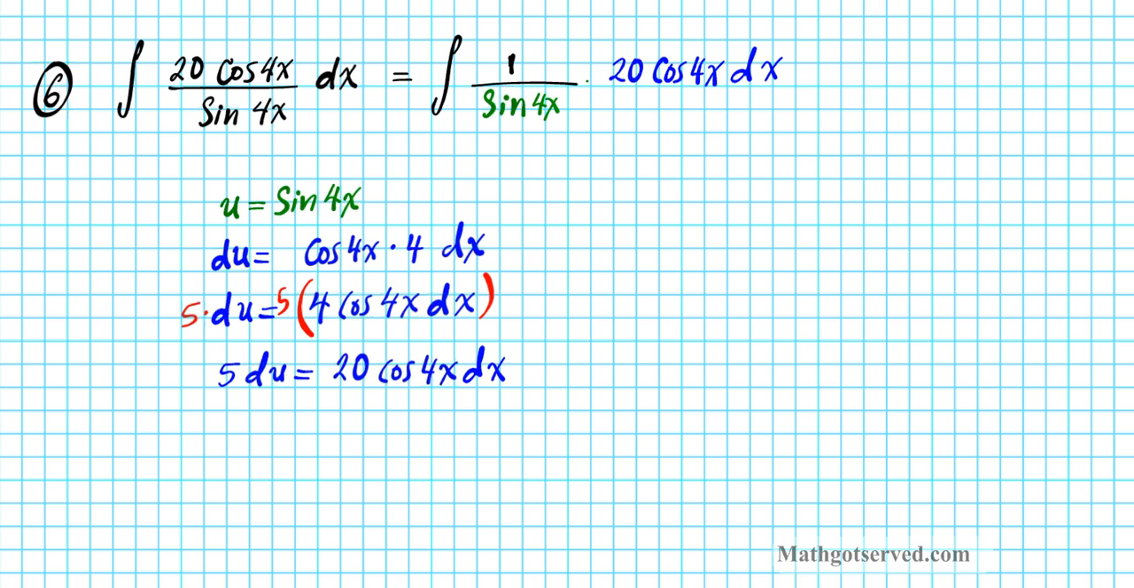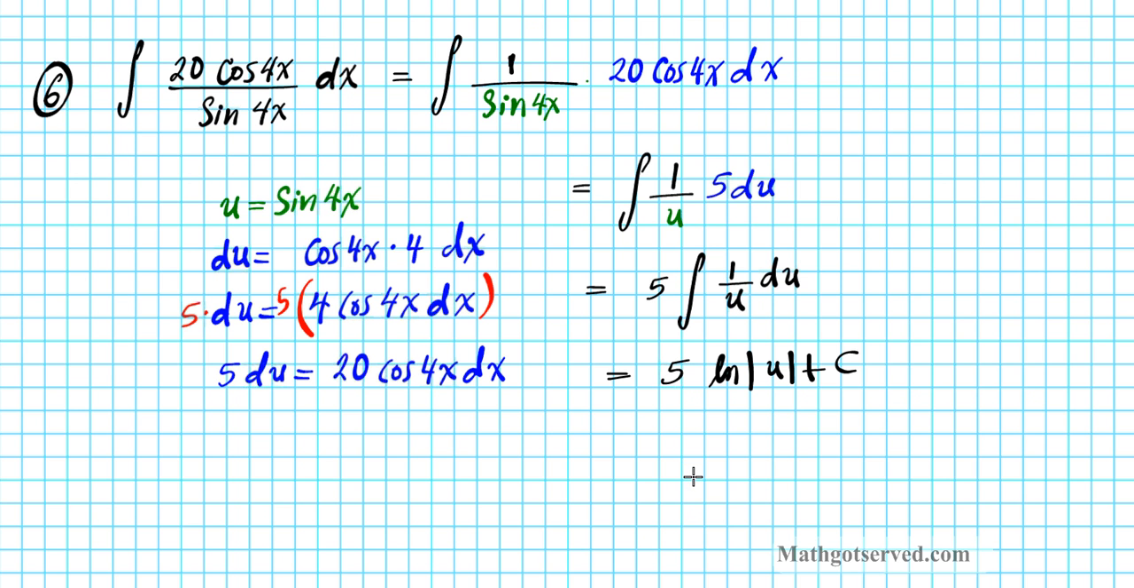Now we're ready to substitute, okay? This integral that looks so complicated now becomes the integral of 1 over, instead of sine 4x, it's going to be 1 over u. 20 cosine 4x dx can simply be written as 5 du. Okay? Now let's factor out the 5 before we integrate. So we have 5 times the indefinite integral of 1 over u du. Now the integral of 1 over u is the natural logarithm of the absolute value of u. So we have 5 times the natural logarithm of the absolute value of u plus c.